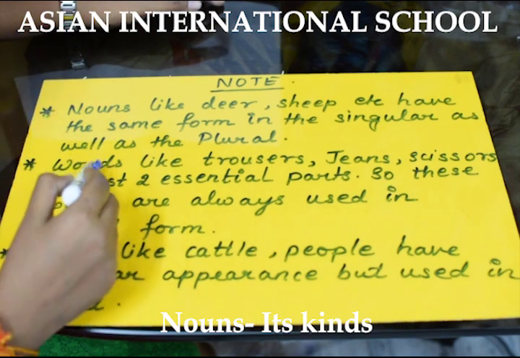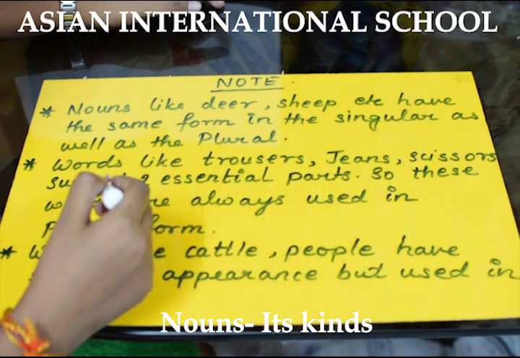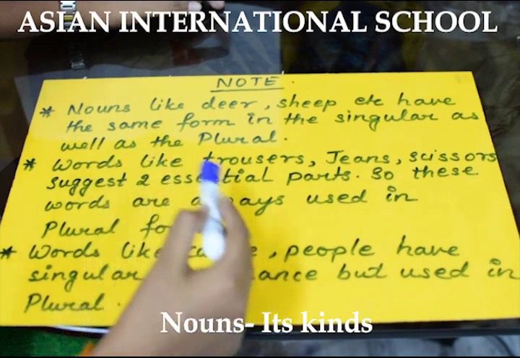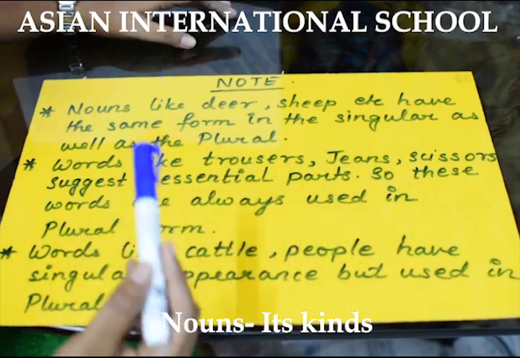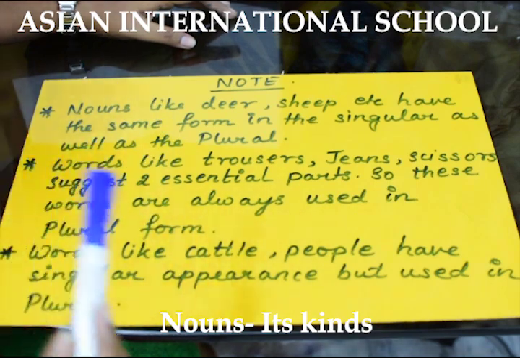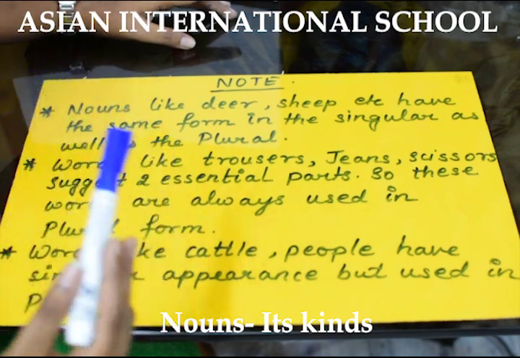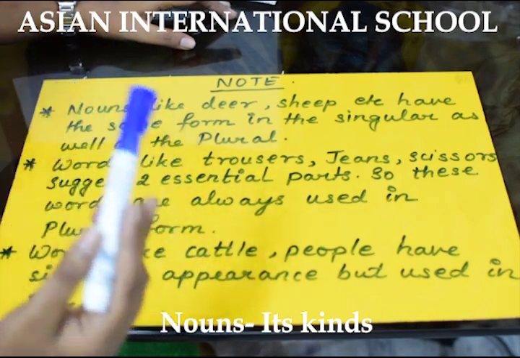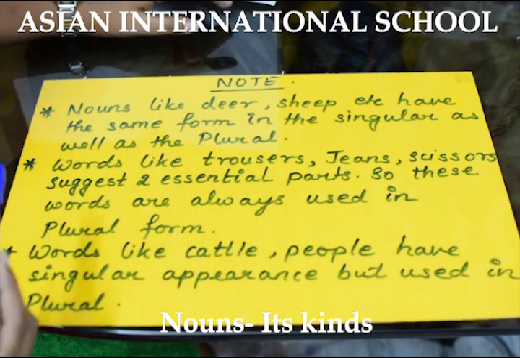Next, words like trousers, jeans, scissors suggest two essential parts. So, these words are always used in plural form. Example, my trousers are dirty. I bought a blue jeans. We do not say trouser or jean or scissor. We always say trousers, jeans, scissors, binoculars, etc.